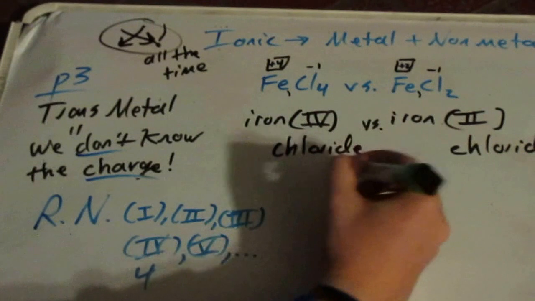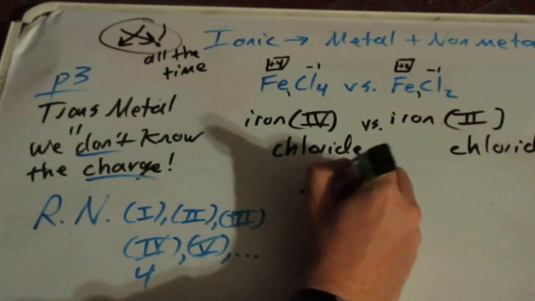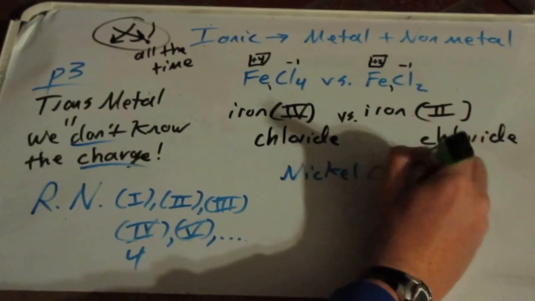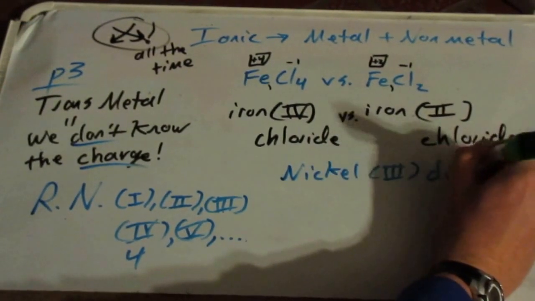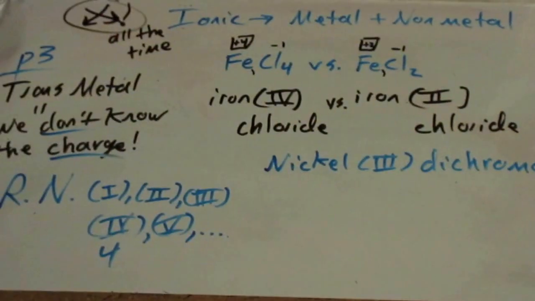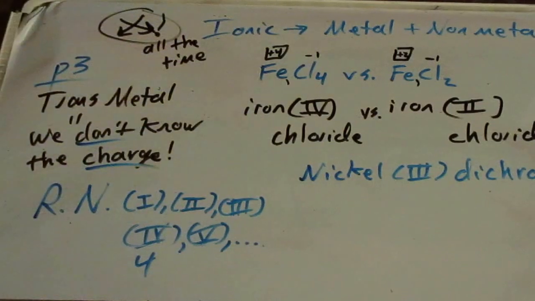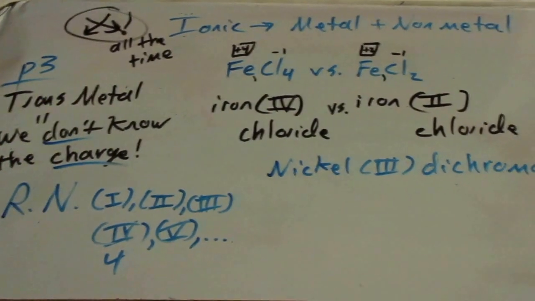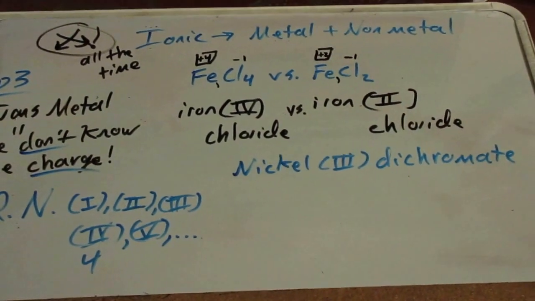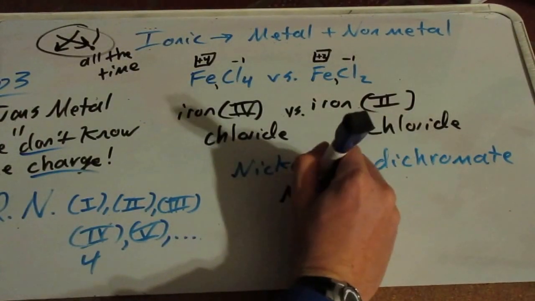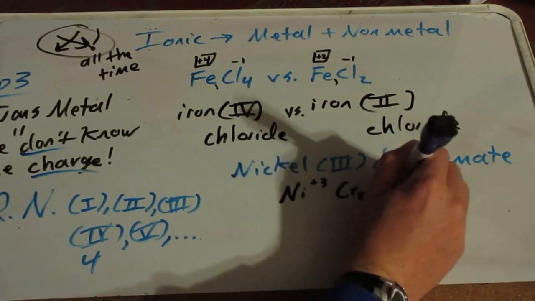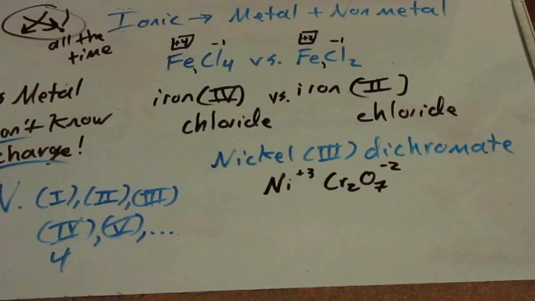For example, if I give you nickel 3 dichromate, making something a little bit exotic. I noticed that's a polyatomic ion. It's on the back. I apologize, I chopped off some of it. What I would simply write down very smoothly: nickel is +3, and dichromate, Cr2O7, is -2.